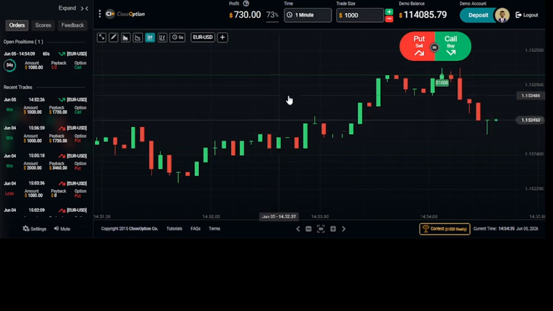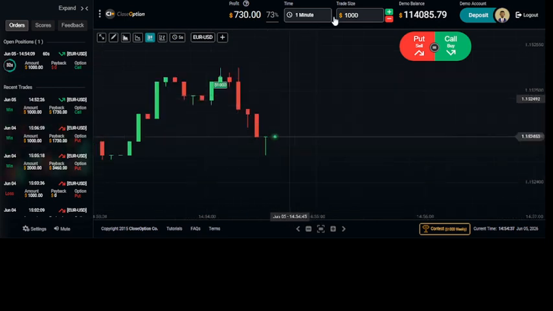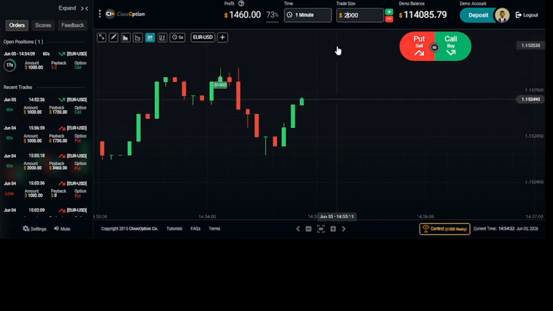Now, if this trade loses, the strategy utilizes a concept called martingale. So if this $1,000 trade loses here, what I'm going to do is double up on the trade at 2,000.